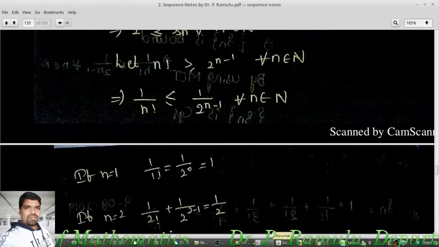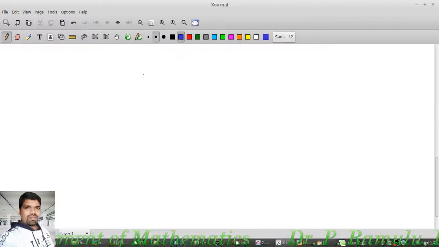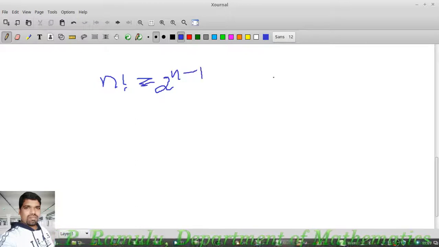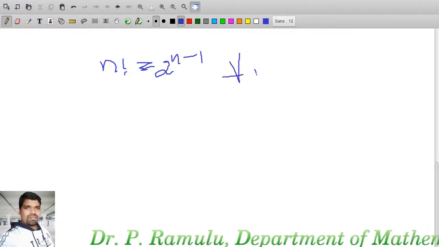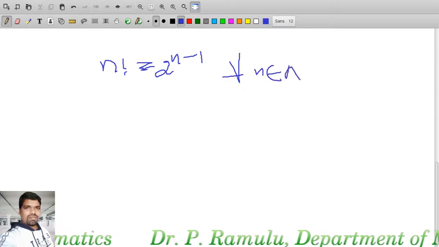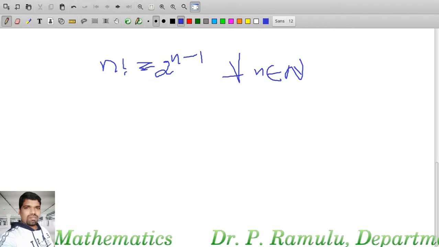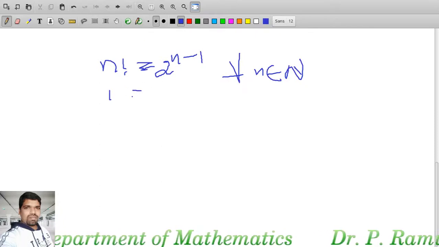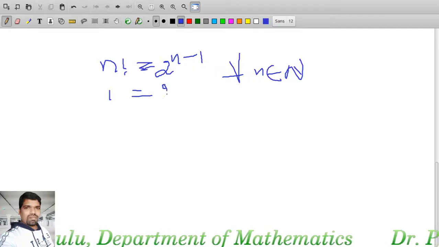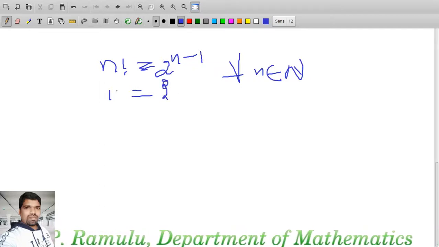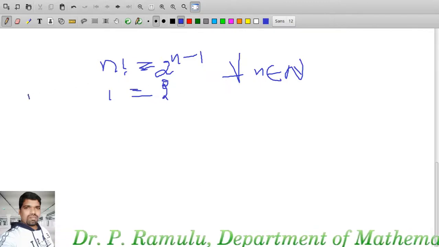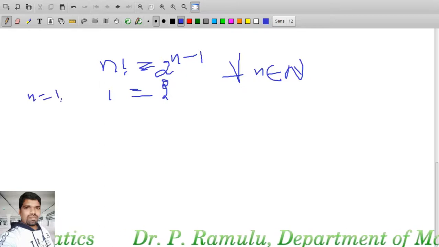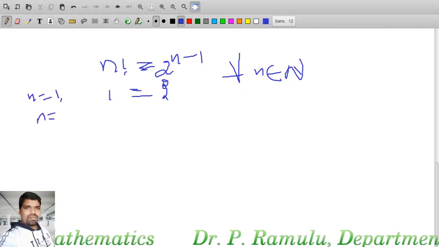So n factorial is greater than or equal to 2 power of n minus 1 for all n belonging to N. Here, put n equal to 1. Then 1 factorial equals 1, and 2 power of 1 minus 1 is 2 power of 0, which equals 1. Both are the same. Now apply n equal to 2.